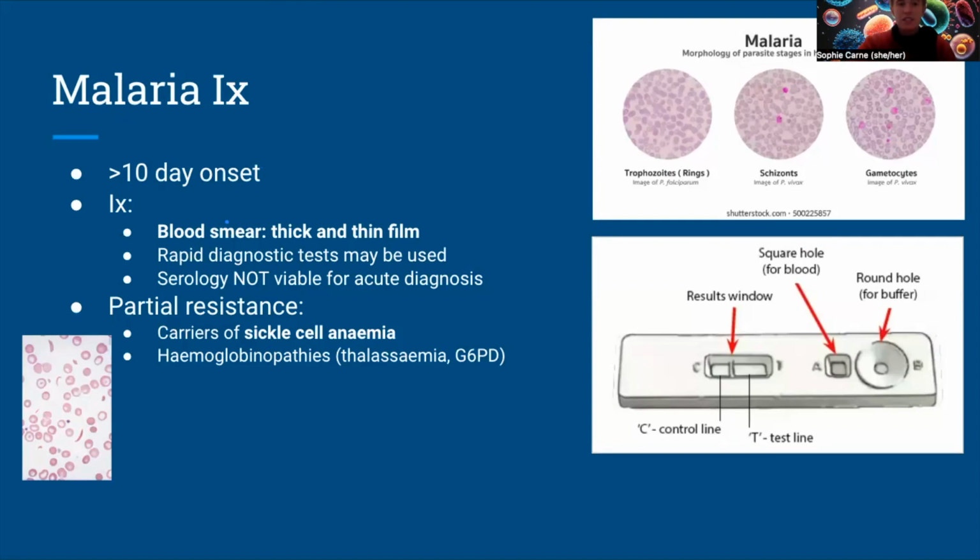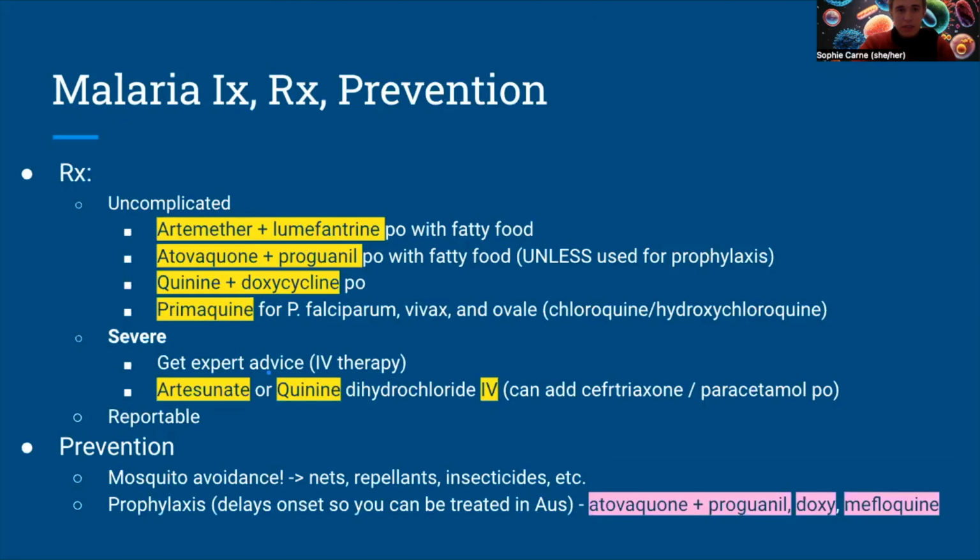The investigation, you should do a blood smear, a thick and thin film. There are rapid diagnostic tests, which is interesting, and I didn't know this, but you put the blood in here. It's like a COVID test, but with blood. And people with sickle cell anemia are partially resistant because when the malaria enters the red blood cell, it's less able to replicate for whatever reason. And then people with hemoglobinopathies also have partial resistance, I imagine, for similar reason.